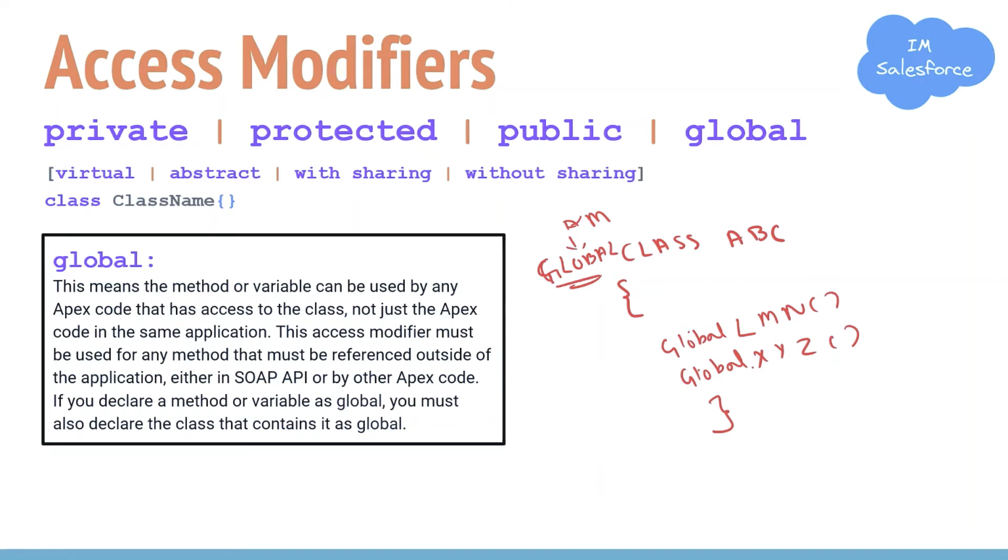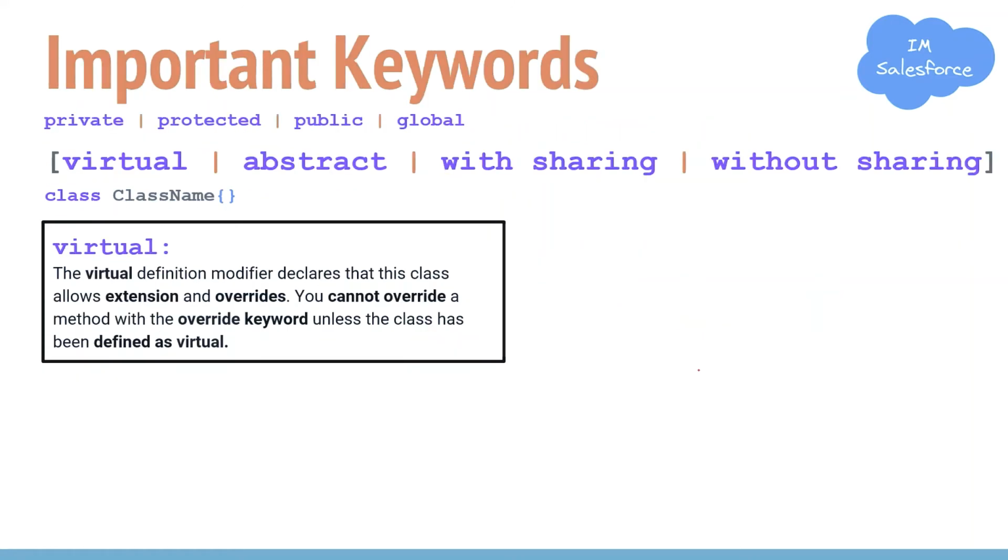Okay, so that's all about global, and it is majorly used for APIs when you are interacting with third-party systems, or when you are exposing your org data, or you are collecting data from other orgs. So then we have some keywords that are optional.